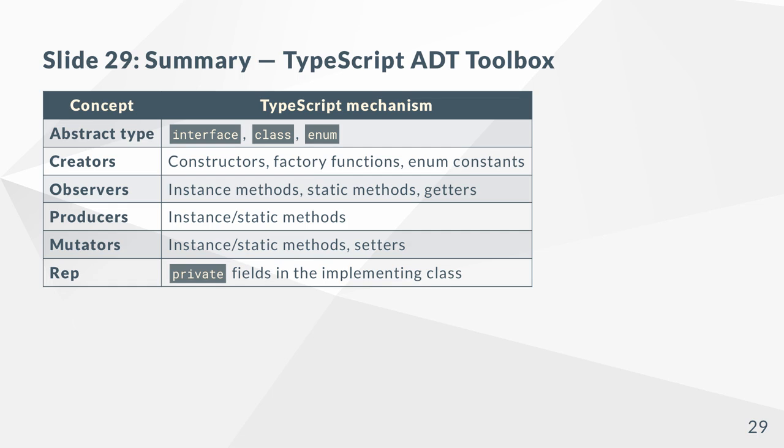Here is a summary of the TypeScript ADT toolbox. Abstract types are expressed using interface, class, and enum. Creators are constructors, factory functions, and enum constants. Observers, producers, and mutators are all expressed as instance or static methods. Getters provide observer access with field-like syntax. The rep is stored in private fields inside the implementing class, invisible to clients.